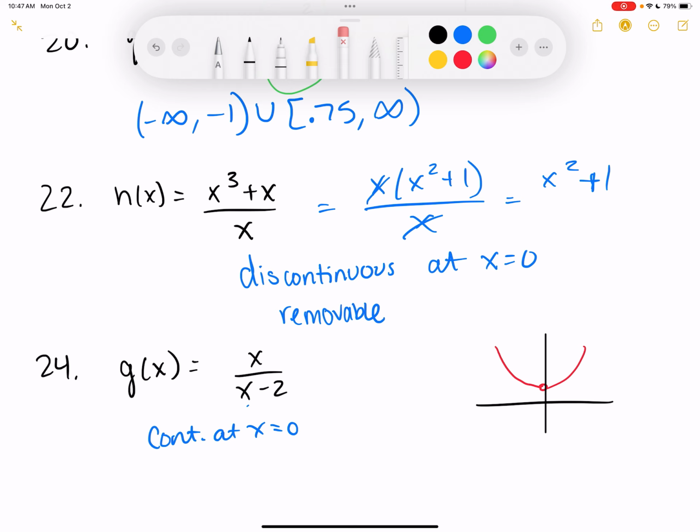So the one we just did would also be removable? Well, this one's continuous, so it's neither. Okay. So it's only removable or non-removable if it's not continuous at the point.